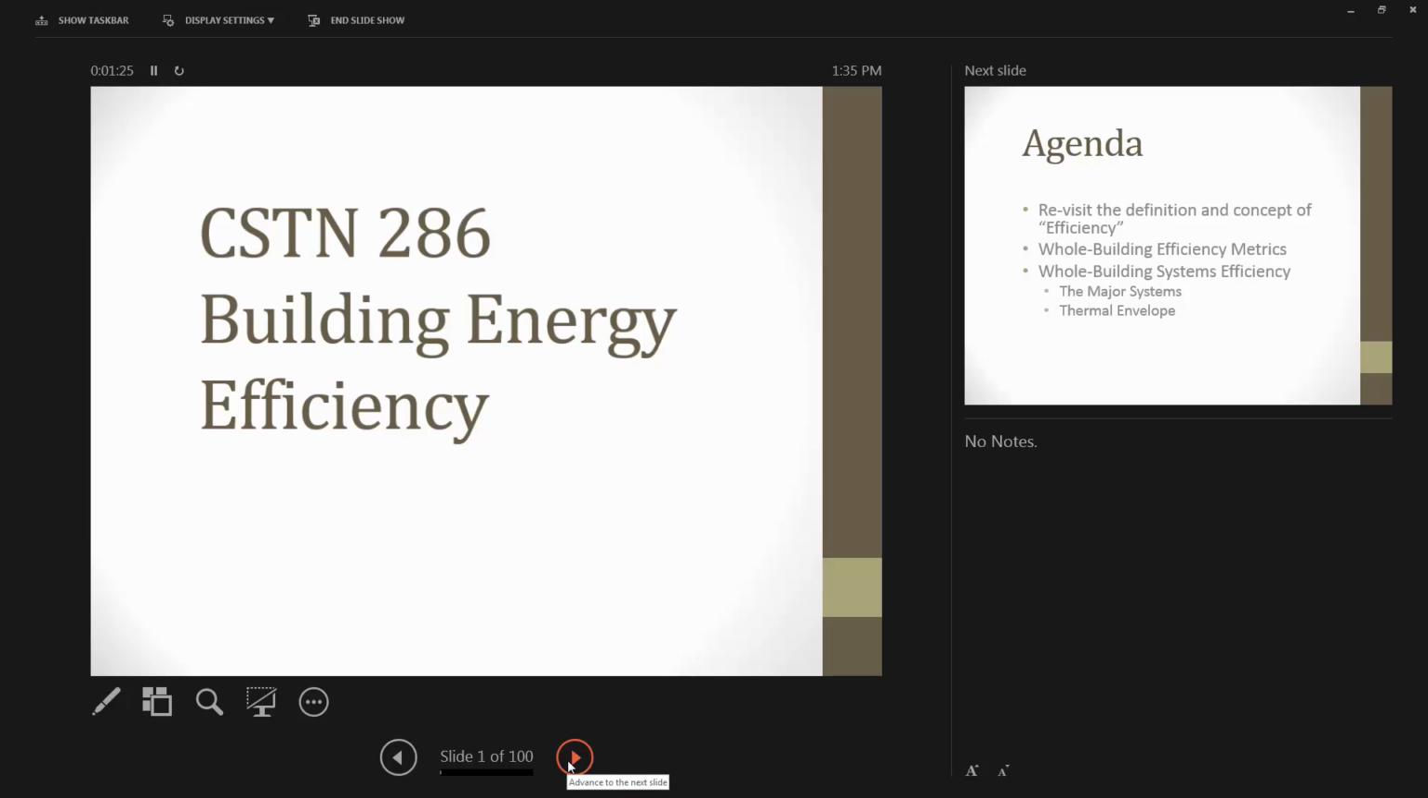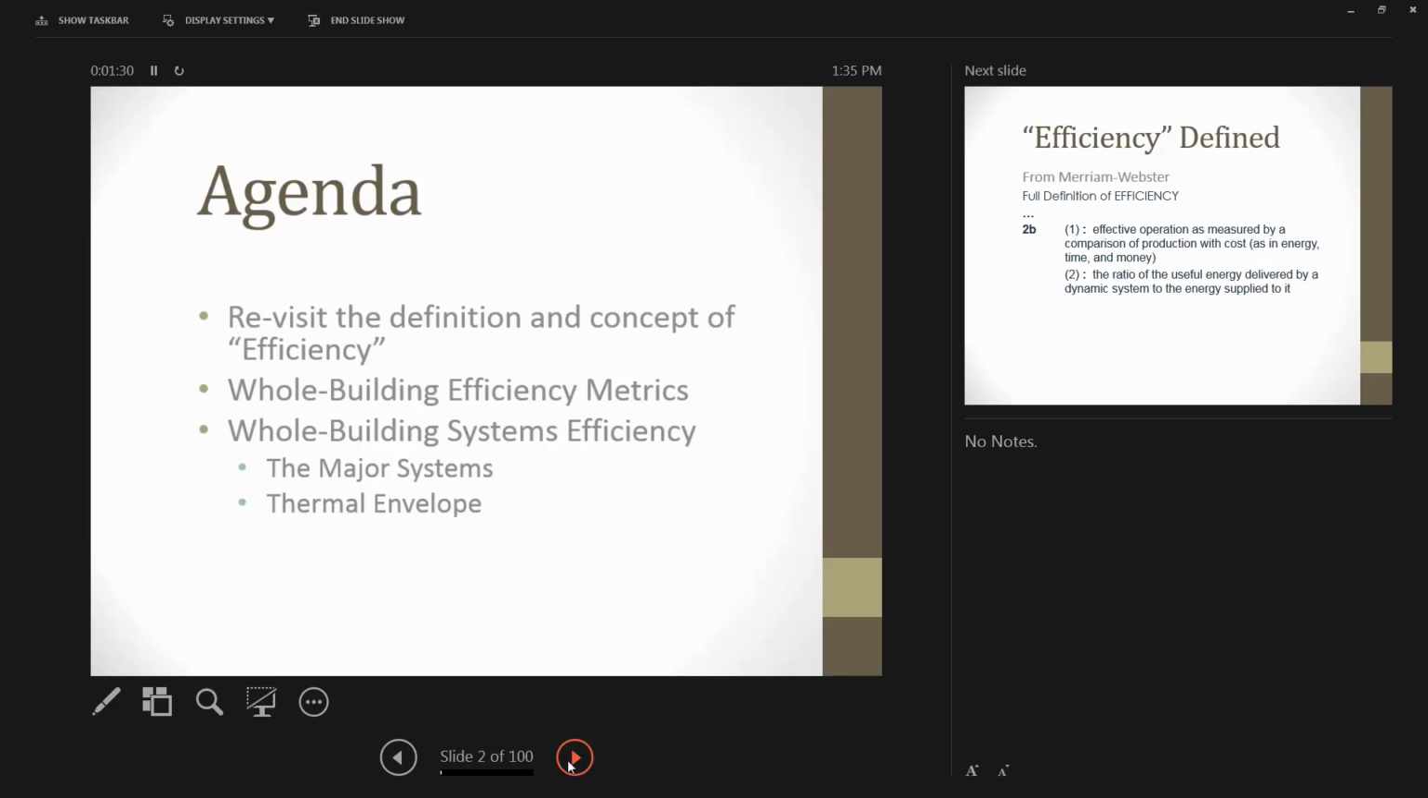It is Tuesday, March 1st. We're going to get started today. We've got three main parts today we're going to talk about. We're going to just go quickly back through efficiency and talk about whole building efficiency metrics, and then we're going to start to jump into the actual whole building systems. We'll talk about whole building design and the concept of it, and today we'll go through what the major systems are when we talk about building systems development, and then today we'll talk about the thermal envelope.